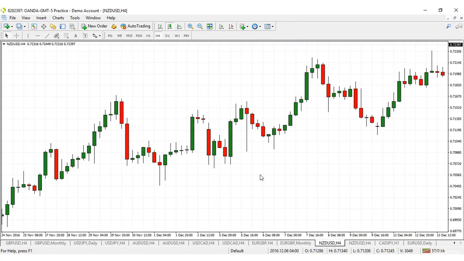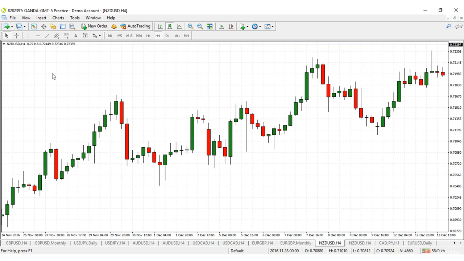Here we have New Zealand dollar against United States dollar on a 4-hour chart. In the second part of the chart, we can find higher highs and higher lows, so we can say that the price is in an uptrend.